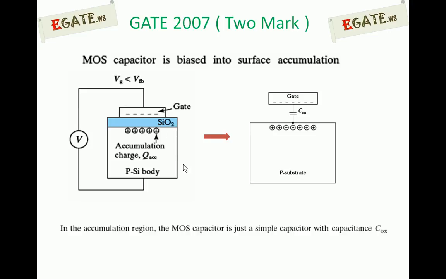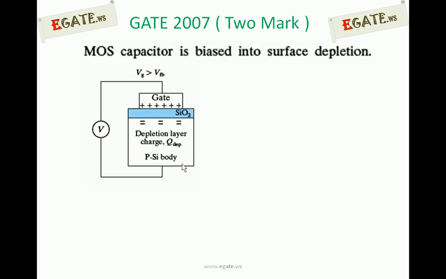So in the accumulation mode, the capacitor simply acts as a simple capacitor with capacitance value COX. Now if we apply a small positive gate voltage that is greater than the flat band voltage but less than the threshold voltage, then the MOS capacitor is said to be in the surface depletion region, simply the depletion region. What is meant by this?